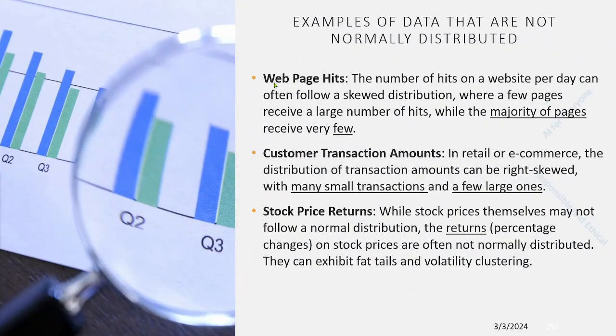Some more examples of not normally distributed data. Web page hits. This also shows some patterns. Majority of pages are watched by majority of the users. Few pages are not watched by that. So again, tendency of skewed distribution. Customer transaction amount. Most of the customers have similar, small transactions, but some of them can do a large transaction.